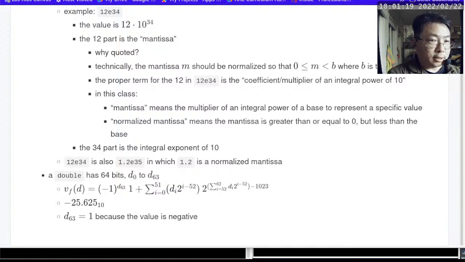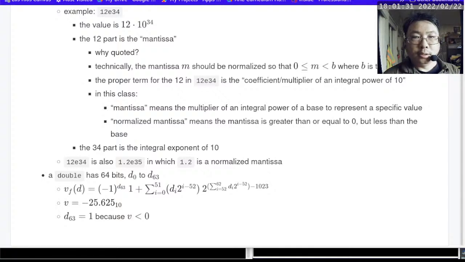And I'm going to add some more notation here just so that I can refer to those things a little more easily. And now I can use a mathematical notation because v is less than 0. Is that okay? Because this way is a lot more precise compared to what I did earlier, because now v is very specific. We are trying to represent a value of negative 25.625 in base 10. So now the sign is taken care of. The rest is to figure out this portion here.